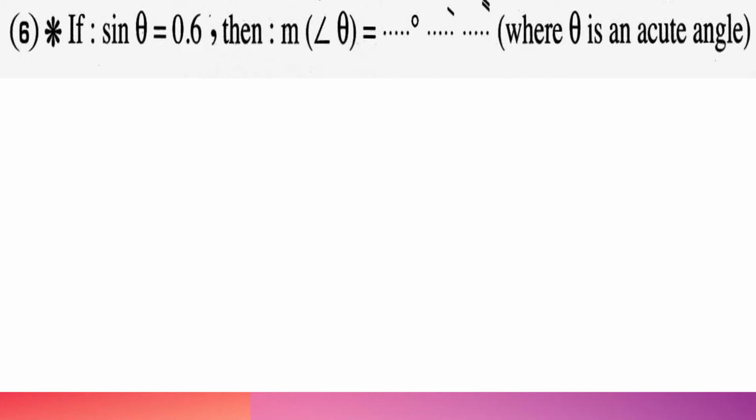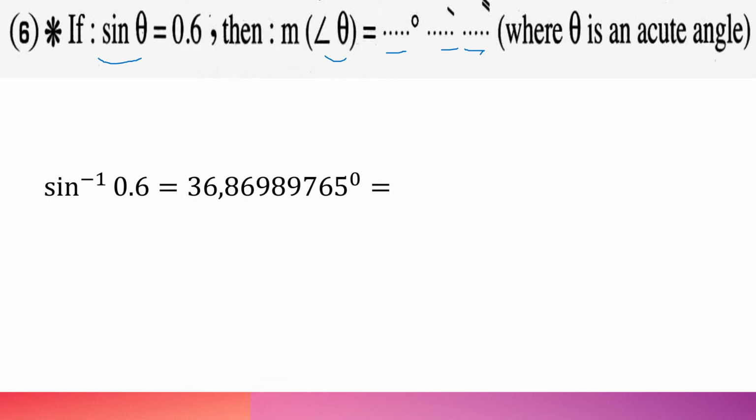Question 6, if sine theta equals 0.6, find theta in degree, minute, and second. We need to find the inverse sine of 0.6. This will give me 36 degree, 52 minute, 11.63 second.